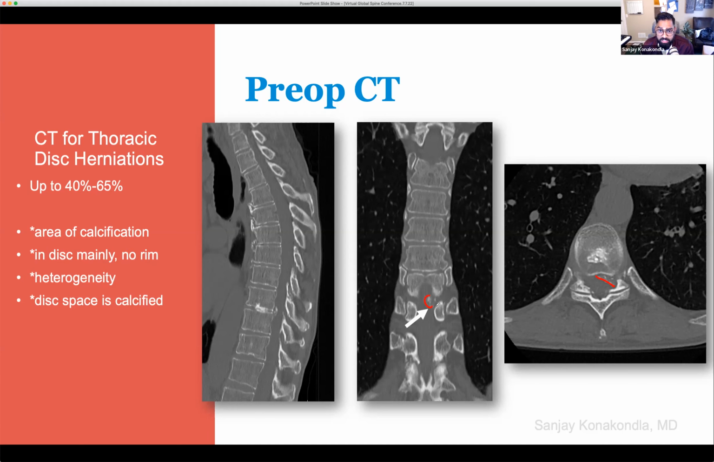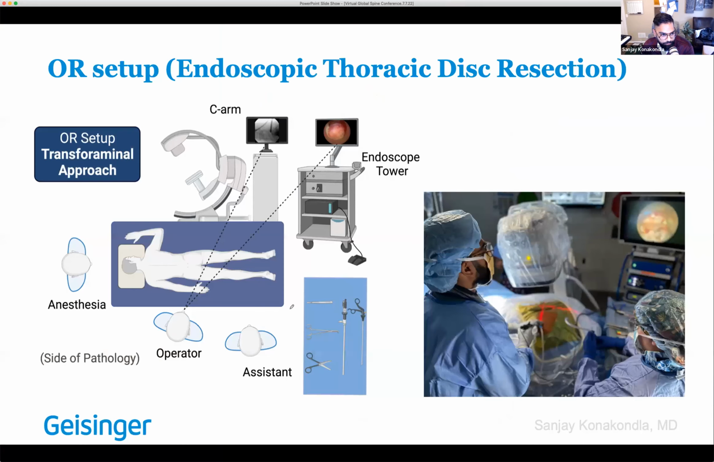The heterogeneity is important because it's going to suggest how this is going to feel when you get in there. In this case, it's going to be sort of like a stale cookie-like consistency because of these spotted calcifications dispersed throughout the disc. The disc spaces, in this case, can be calcified. In this case, it is. That's going to be important in also identifying your level. So you can see and identify that sometimes in your intraoperative fluoroscopy.